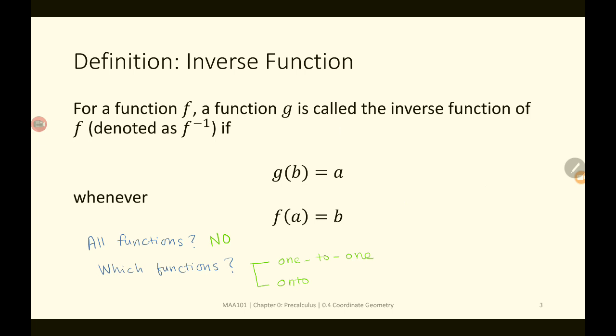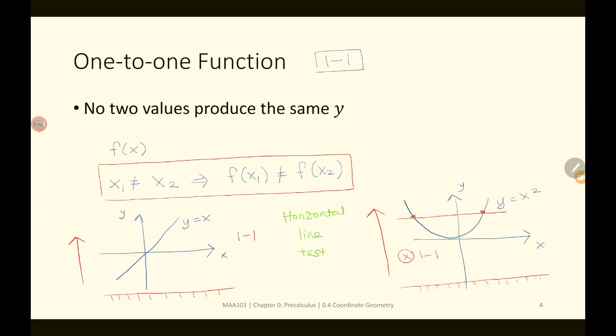Do all functions have inverses? The answer is no. A function has to have two conditions for it to have an inverse. Number one is 1-to-1. Number two is onto. We learned 1-to-1 last Tuesday, so today we're going to learn a little bit about onto.